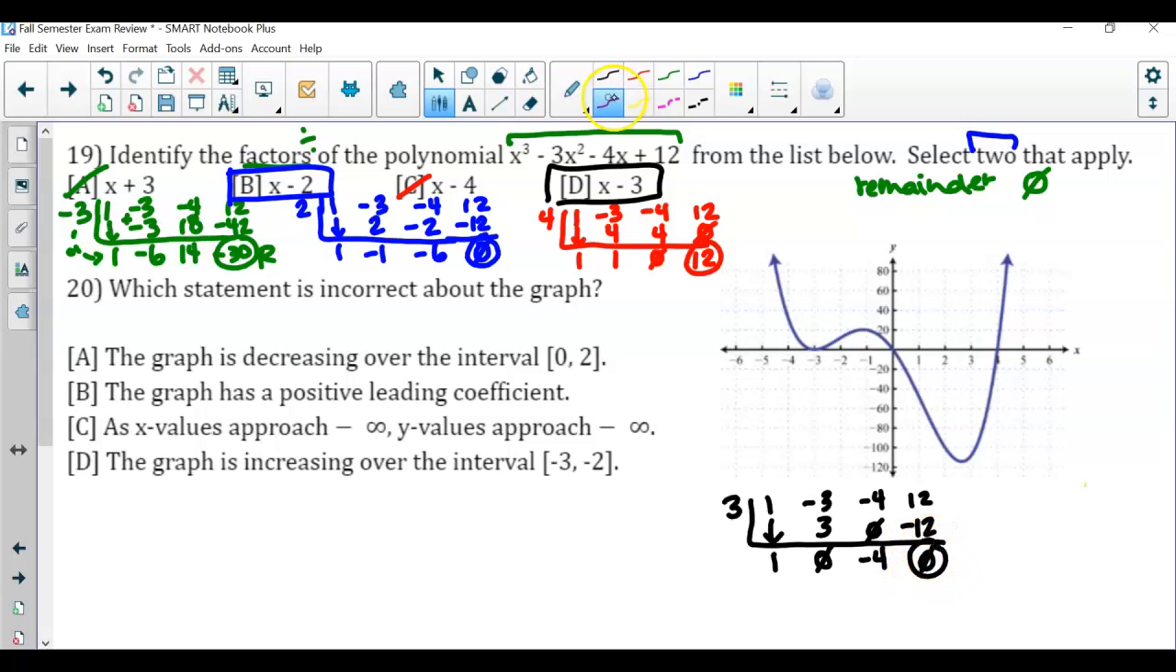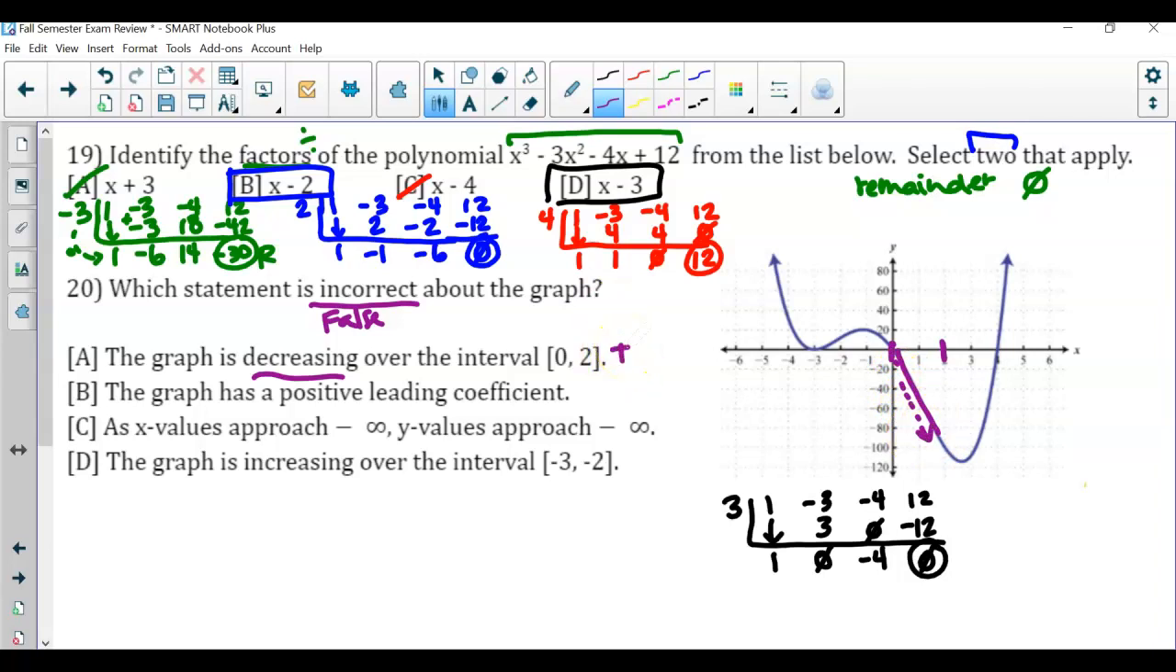Then question 20 is asking which statement is incorrect about the graph. So again, which statement is false? So here, A, the graph is decreasing over the interval 0 to 2. So the x values from 0 to 2 over this interval, is our graph, reading it left to right, decreasing? Yes. So this statement is true.